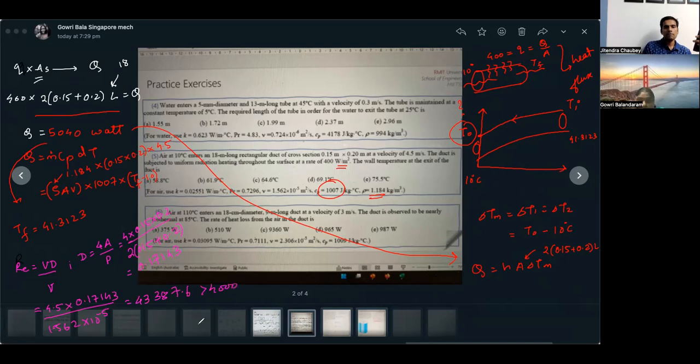Can I just check something with you? Why did you change it to VD over nu? See, Re is equal to rho VD by mu. It's also VD by nu because nu is equal to mu by rho. Oh, okay. Kinematic viscosity is dynamic viscosity upon density.